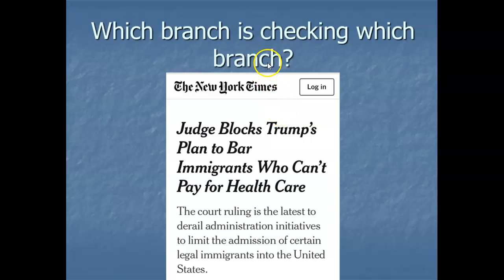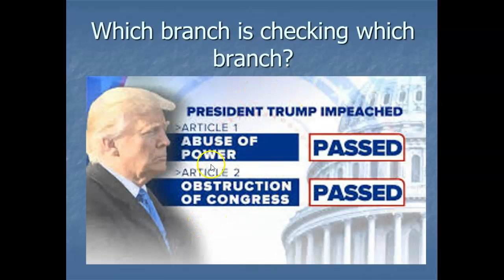As we look at this, which branch is checking which branch here? If you read it right now, it says, "Judge blocks Trump's plan to bar immigrants who can't pay for health care." That would be the judicial branch against the executive branch. This is another example. During the Trump presidency, he was impeached by the Congress, so it would be the legislature over the executive.